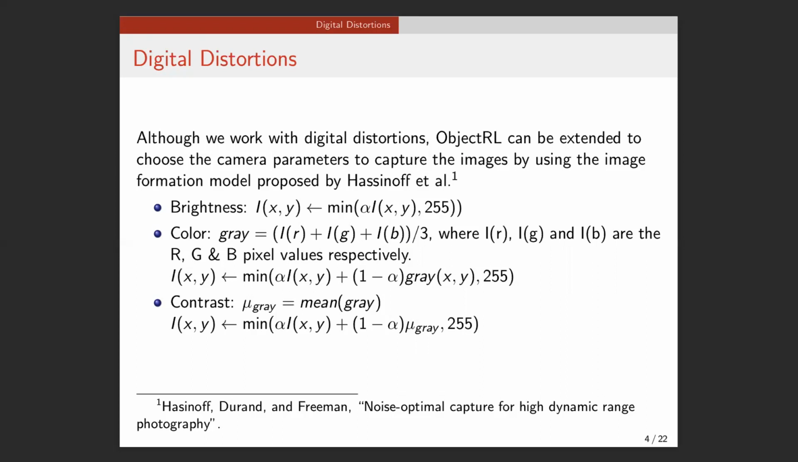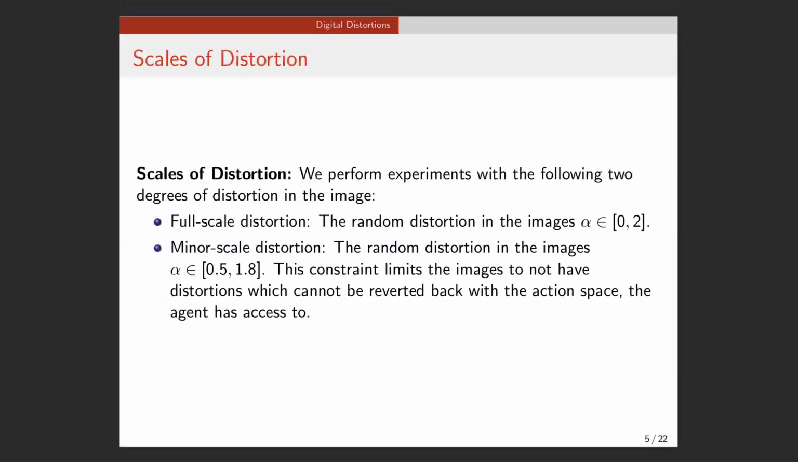For the digital distortion of images, we choose the value of alpha according to the distortion scale as explained in the next slide. For the agent transformation, it can choose a value of alpha from 0 to 2. For the experiments, we use 2 degrees of distortion. The first one being the full scale distortion, where the value of alpha ranges from 0 to 2. The second type of degree of distortion is the minor scale distortion. Here, the value of alpha can range from 0.5 to 1.8. This constraint limits the images to not have distortions which cannot be reverted back with the action space the agent has access to.